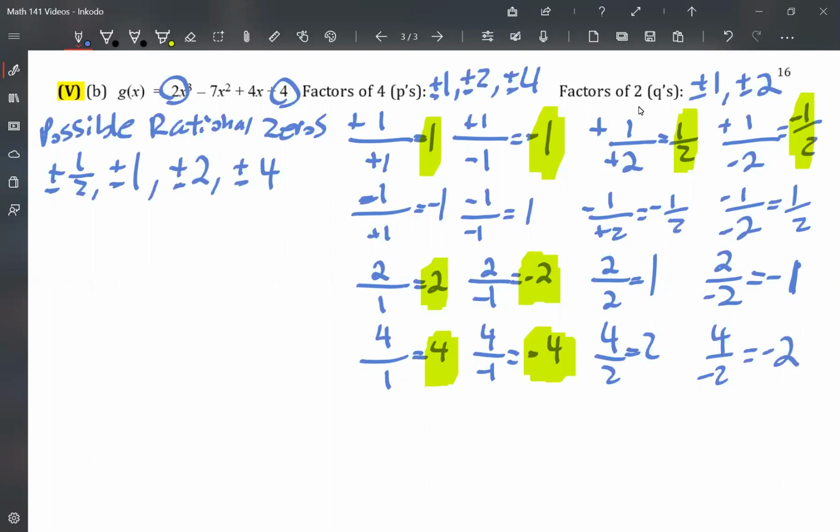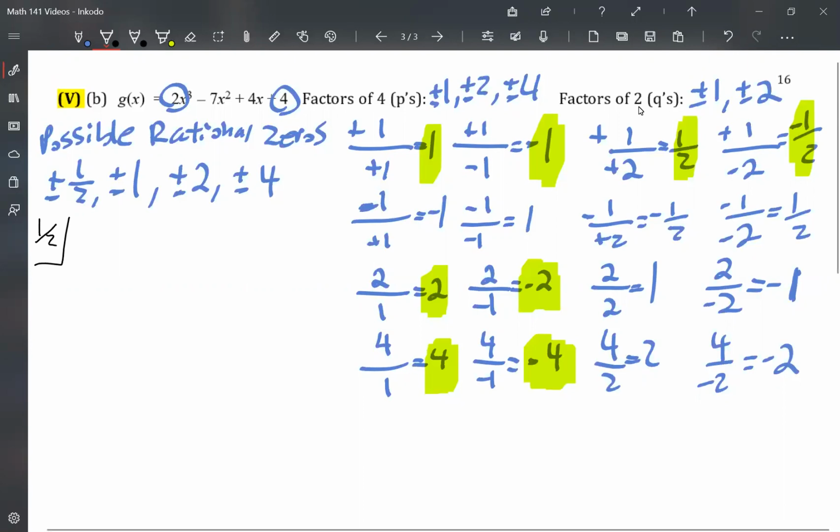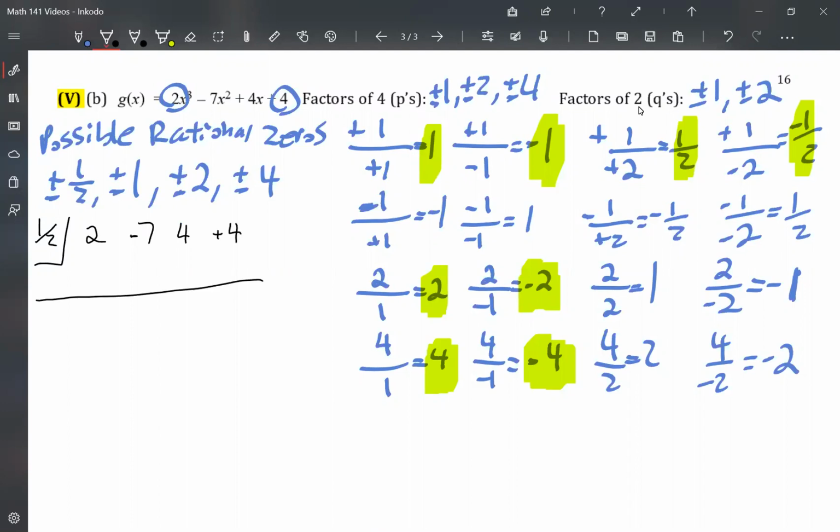So let's start picking out a choice. Let's start with 1/2. We take our 1/2 and put that in the box, and we write out the coefficients of our polynomial: the 2x cubed, negative 7x squared, positive 4x, and positive 4. And we run through that.